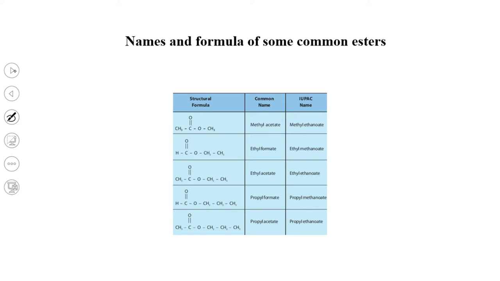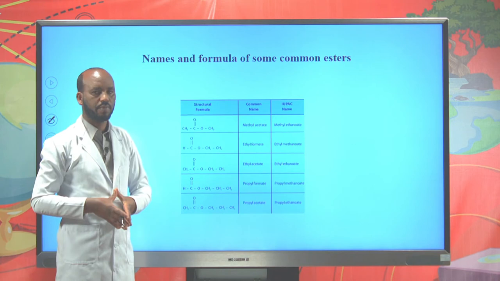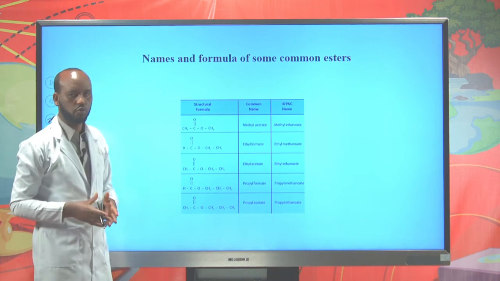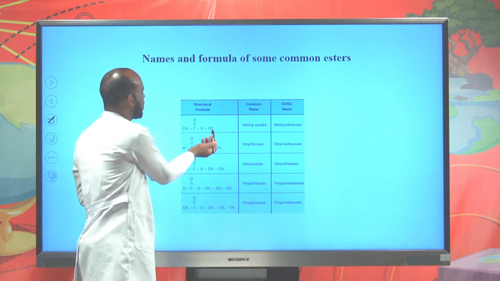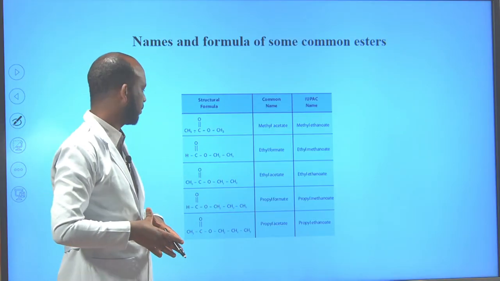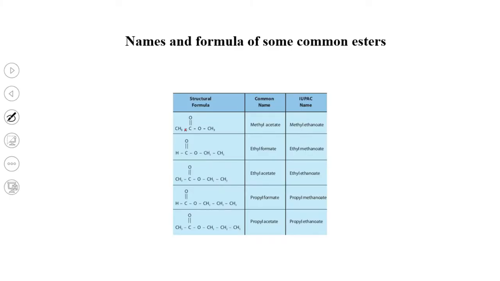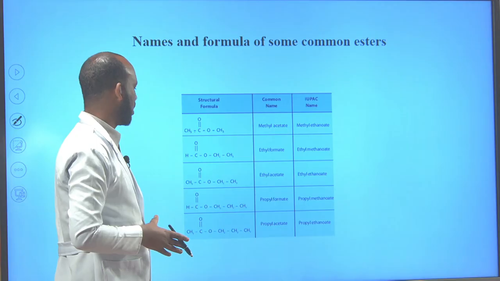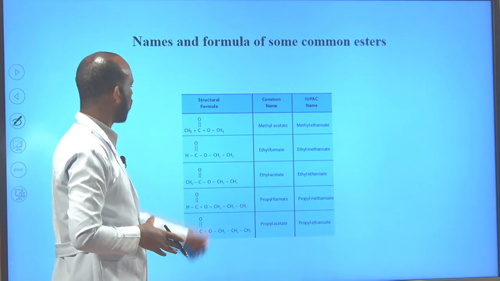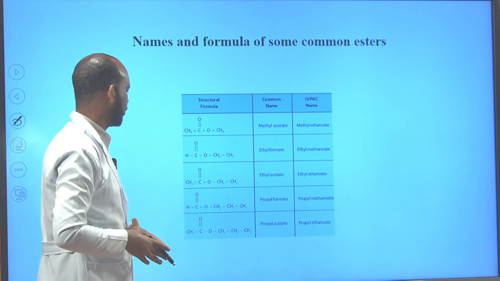Names and formulas of some common esters. Structural formula: CH3COOCH3. Now, common name. First, you have to name the alcohol portion, which is methyl. Methyl acetate is the common name of this ester. IUPAC name, methyl ethanoate. HCOOCH2CH3. Common name, alcohol portion, this is ethyl. Acid portion, formic acid. Therefore, ethyl formate. IUPAC name, ethyl methanoate.